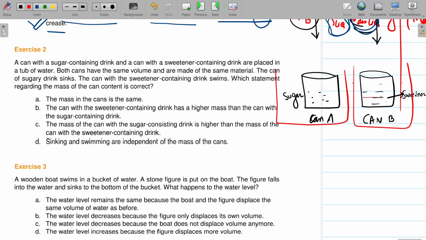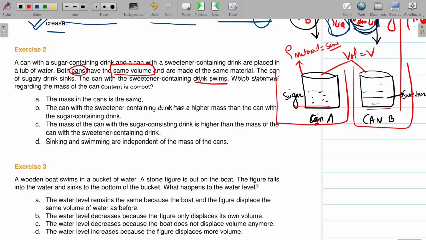Both cans have the same volume, which means the capacity of these cans is the same. Let us suppose the volume is V, and they are made of the same material. It means the density of this material is the same. The can with the sugar drink sinks to the bottom, and the can with the sweetener drink, can B, is swimming.